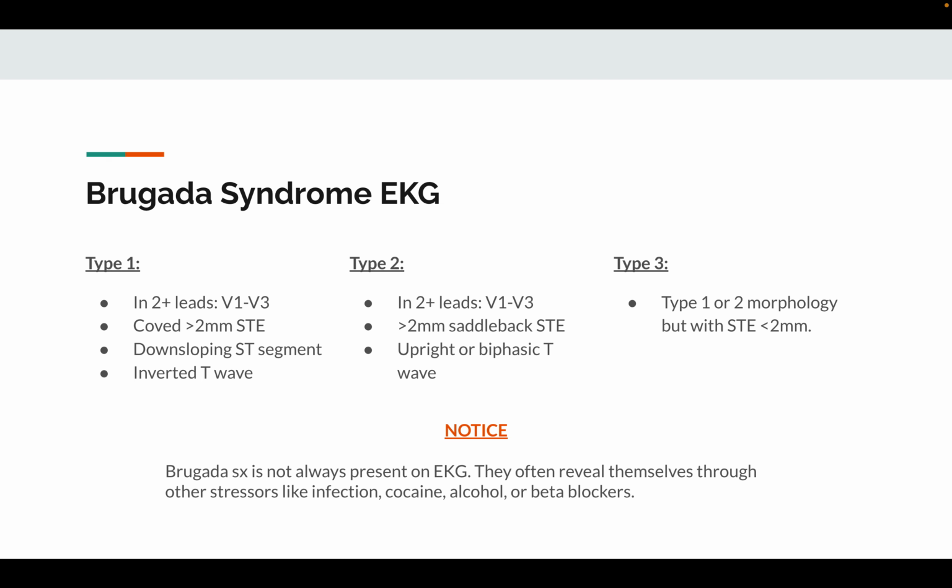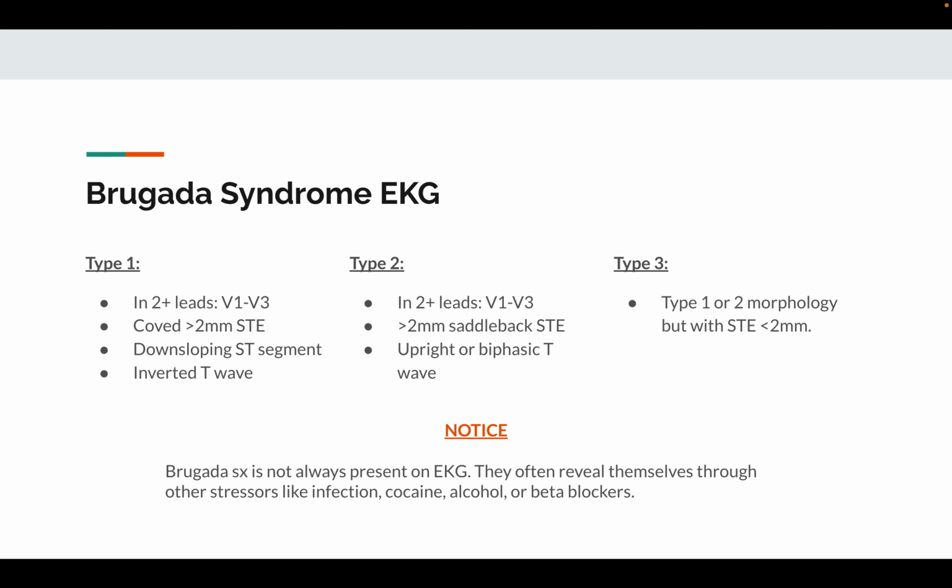So Brugada syndrome on the EKGs, you're looking at V1, V2, and V3. In at least 2 out of those 3 leads, you can have a type 1 Brugada pattern in which you have 2 millimeter ST elevations, a downsloping ST segment, and an inverted T wave. In a type 2, you still get these 2 millimeter ST elevations, but it has this saddleback appearance, and the T waves are either upright or biphasic. Type 3 looks exactly like type 1 and type 2, but the ST elevations are less than 2 millimeters.